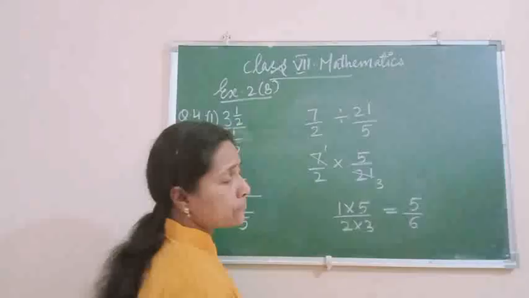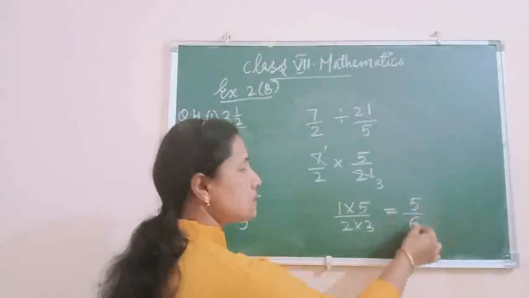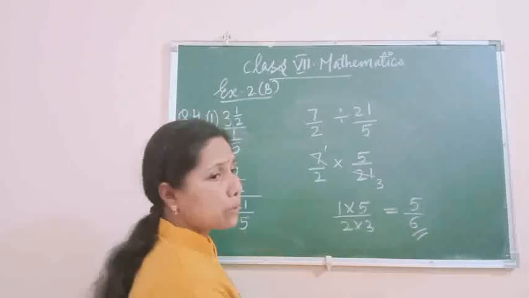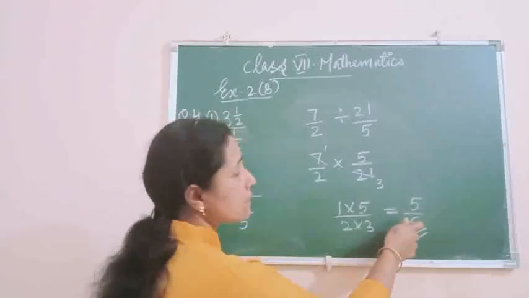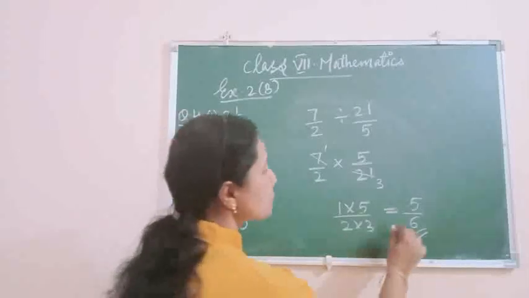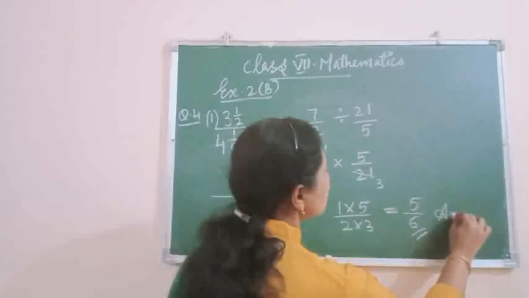5 upon 6. Check whether it is a proper fraction, and check whether it is possible to reduce or not. This one, 5 and 6, there is no common factor. So it is not possible to reduce also. So this is the answer of this question.